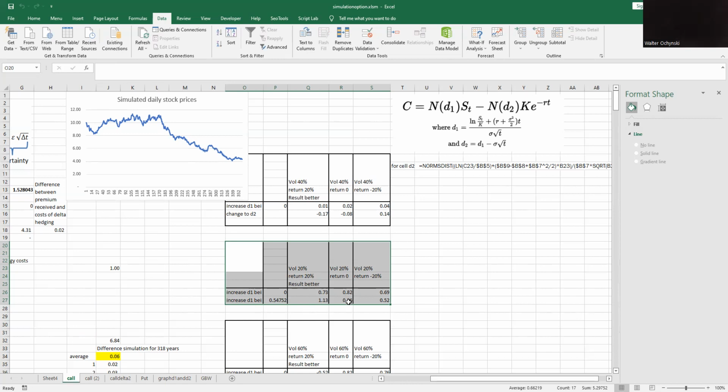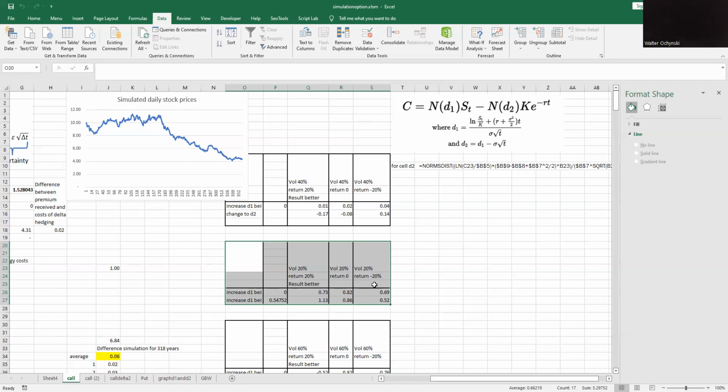Almost the same as with D1 by null return, but when the return would change to a negative return of minus 20, this increase of D1 would result in worse performance than hedging according to D1. In any case, we have received the premium.